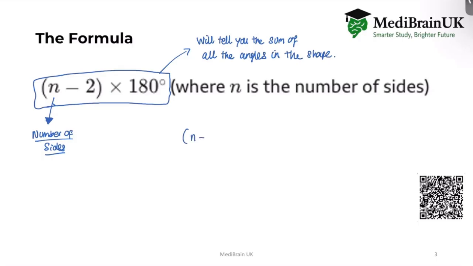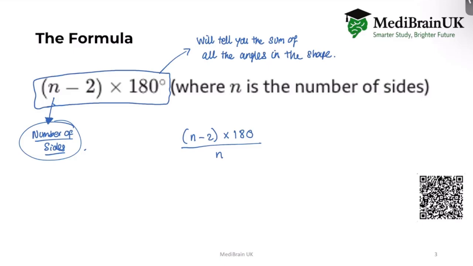So you would still use this formula, n minus 2 multiplied by 180. That will tell you what all the angles in the shape add up to. If you want to work out what each angle is, you will then just divide it by the number of sides. So n is always going to be the number of sides. We're going to be using this formula throughout the lesson. We're going to combine it with a bit of algebra as we progress through to some harder questions.